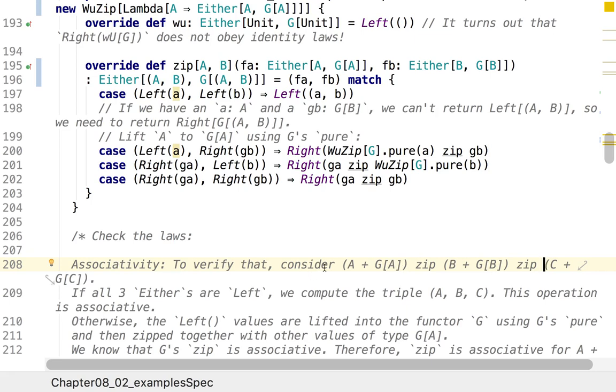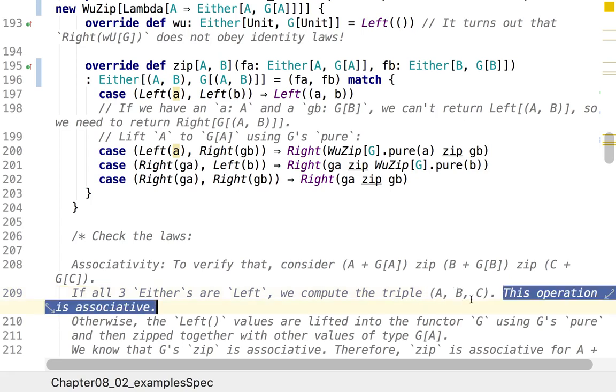So if all of them are on the left, then the result is just going to be this triple with parentheses here or with parentheses here, but that's equivalent according to our definition of equivalence. And so that's associative. So if they're all on the left, then this operation is associative. The result is manifestly associative.